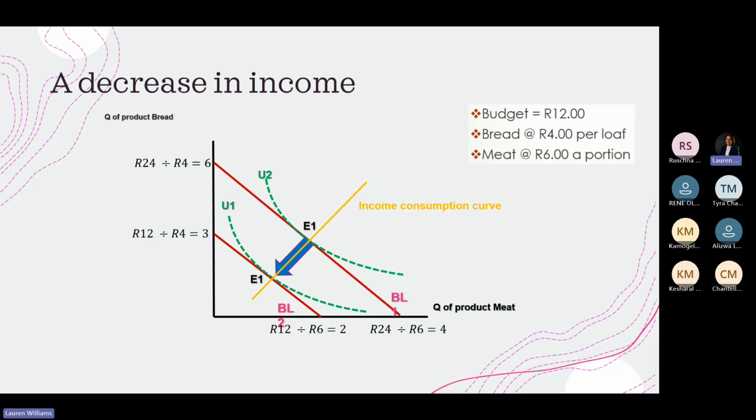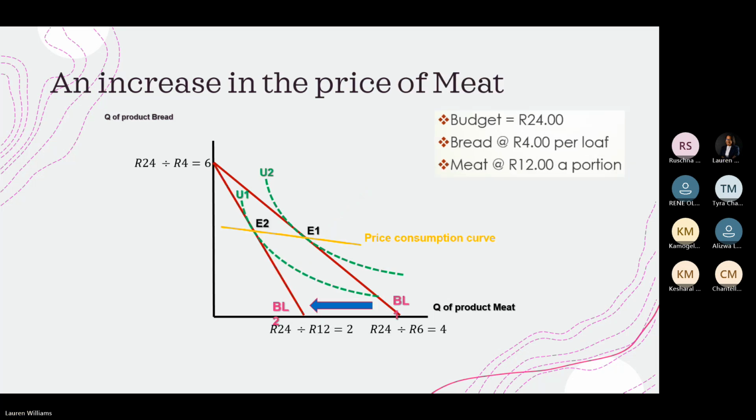Okay, a decrease in our income. So now if our budget goes to 12 Rand, was 24 Rand, it's now 12 Rand. We will essentially do the exact same thing, get our new budget line with our utility curve. Okay, make sure we're labeling our curves, connect our two equilibrium points, and then we will still have our income consumption curve.